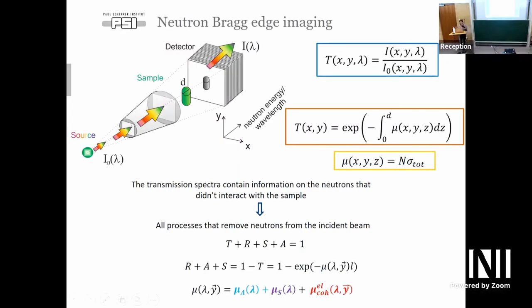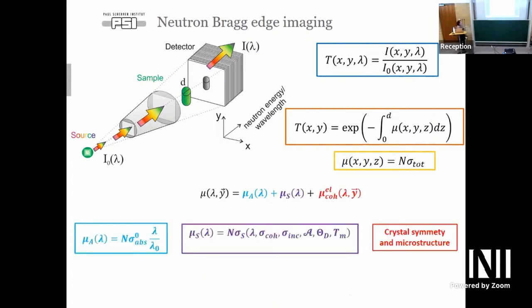And if we write this, basically each one of these coefficients, I know it's really small there, but you can at least see the expression there. Each one of these processes has a particular attenuation coefficient. That's the idea. So basically the neutrons can be absorbed, can be scattered, or can be reflected in the crystal plane.